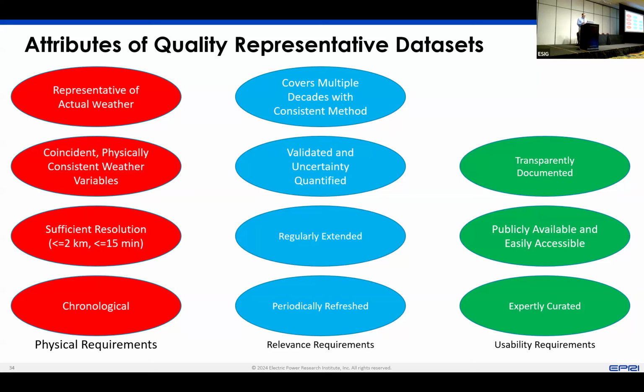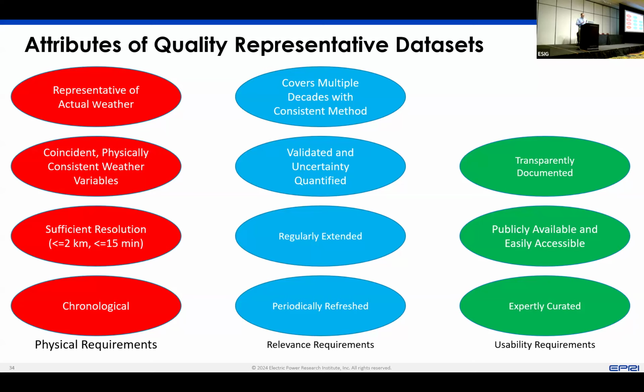You need to have sufficient resolution, which I'm going to get into heavily in a few moments. It needs to be chronological. We have storage now on the system, so the evolution of the weather from one hour to another is really critical in that. And then we've got these other attributes related to relevancy, having a long enough period, and then elements related to usability. These are all in the ESIG report, and you can go through them all in detail.